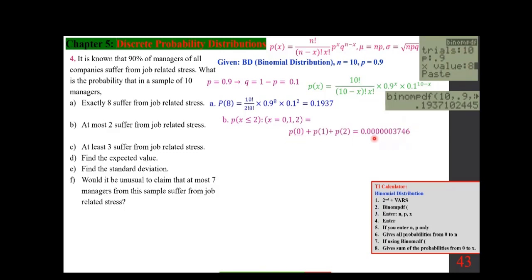Okay, 0, 1, 2. How do you do that? In this formula, replace the X with 0, replace the X with 1, replace the X with 2, add them up, and it's almost 0. But notice I put a lot of decimals. I want to make a point. It is not 0. It's extremely close to 0.